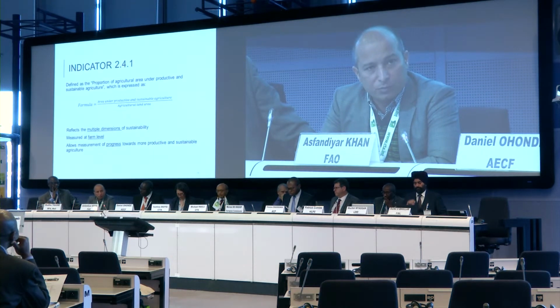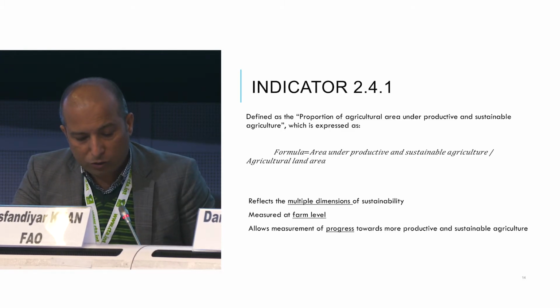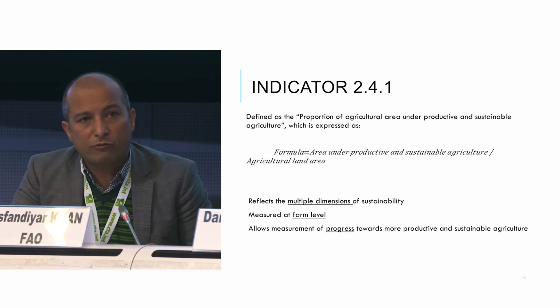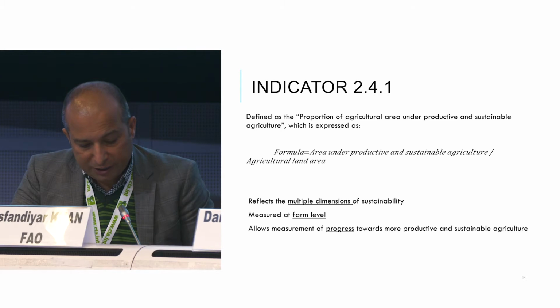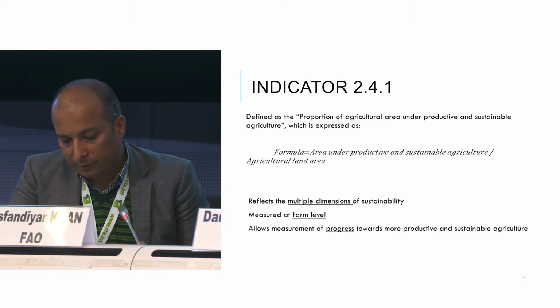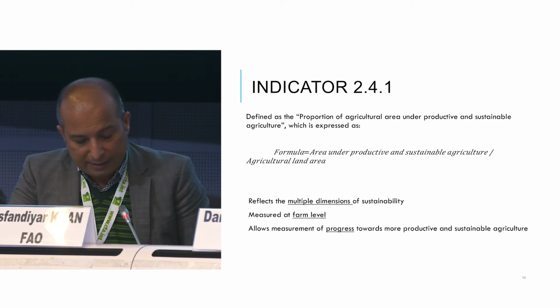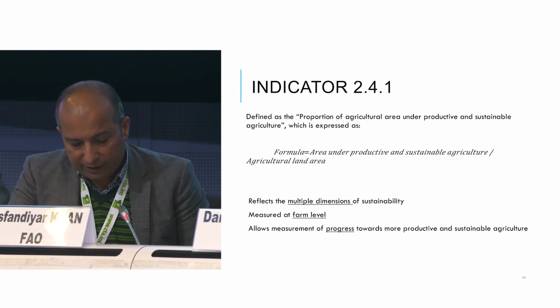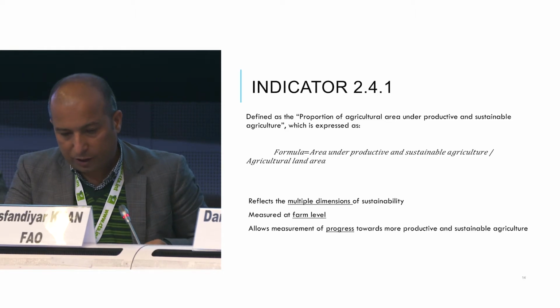Quite recently, as I spoke earlier, we were able to basically endorse the methodology of indicator 2.4.1, proportion of agriculture area under productive and sustainable agriculture by the IAEG SDG. The indicator reflects multiple dimensions of sustainability. That is, we are talking about agriculture systems in the methodological note, which are economically viable, socially acceptable, and environmental friendly. The indicator is measured at a farm level, and it allows measurement of progress towards a more sustainable agriculture.